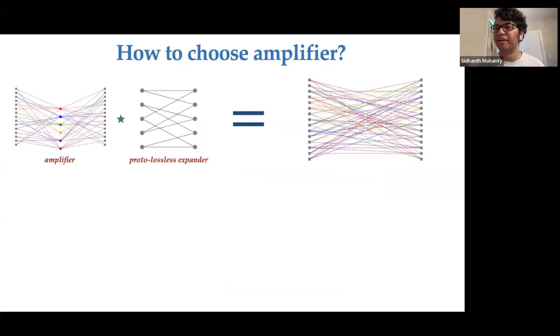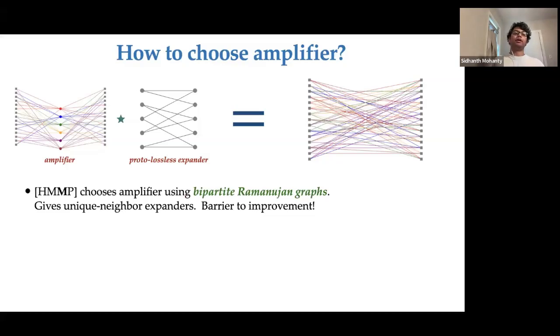Okay, so now let's jump into the aspect of how one picks the amplifier. In the original paper that introduced this tripartite line product, one simply uses standard spectral expanders or bipartite Ramanujan graphs for the amplifier. And this does work to some extent, in the sense that it gives you a unique neighbor expander, but the actual vertex expansion of the resulting graph can be pretty bad. There's a concrete barrier.